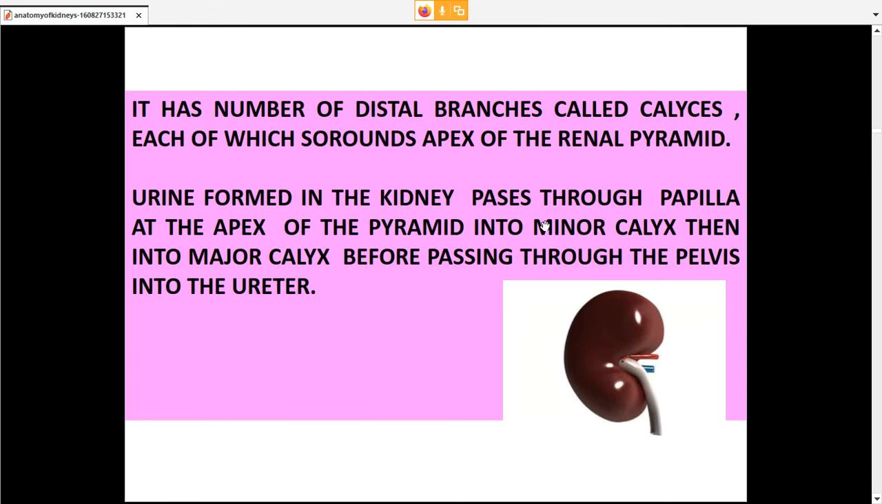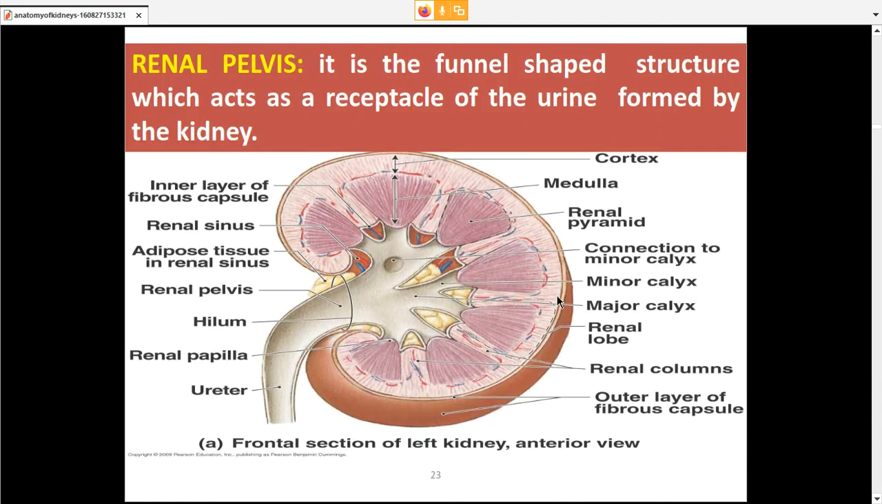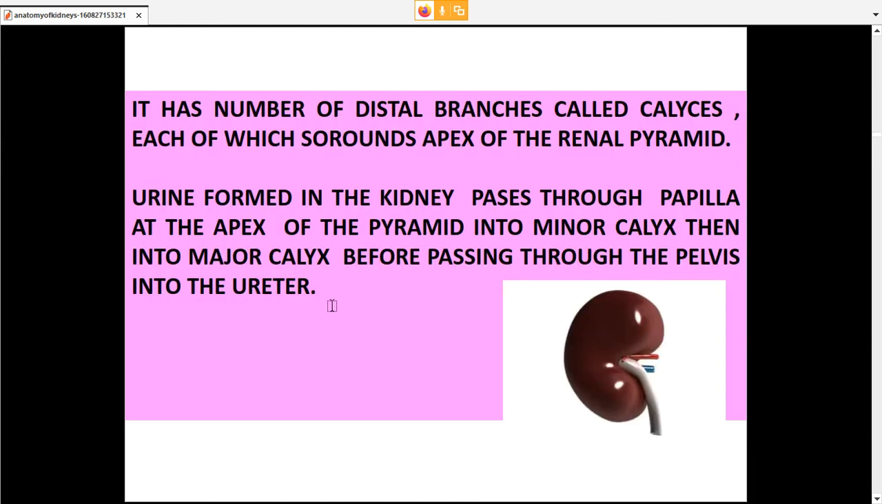Urine formed in the kidney passes through the papillae at the apex of the renal pyramid into the minor calyces. Here you can see the minor calyces. Minor calyces open into major calyces, which open into the renal pelvis. Remember these structures: renal pyramid, minor calyces, major calyces, renal pelvis.